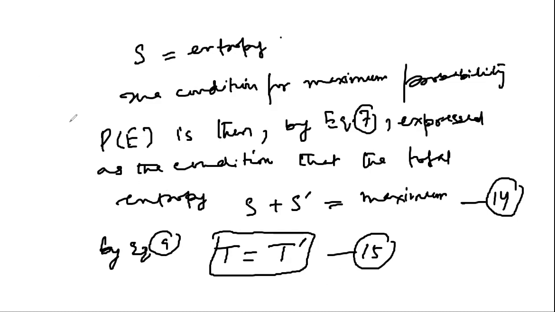Now you need to check this, what I have written here. I'm saying the condition that probability is maximum translates into this condition by equation 7, that the total entropy of the combined system is maximum, and that occurs when the thermodynamic temperatures of the two subsystems A and A prime are equal.